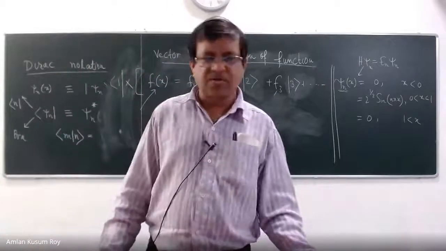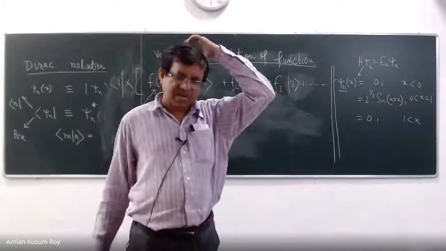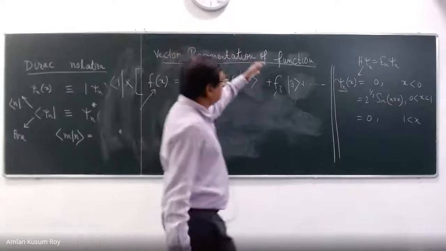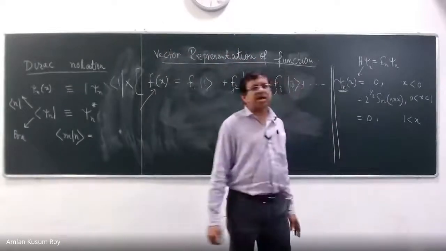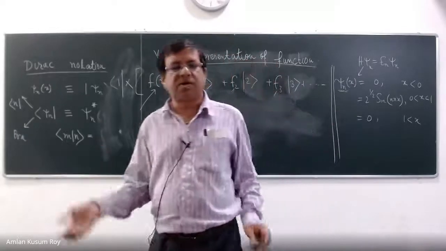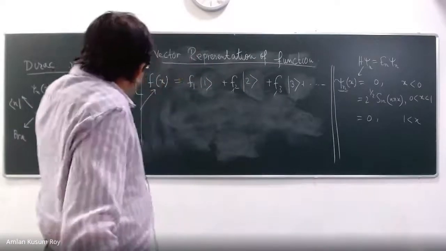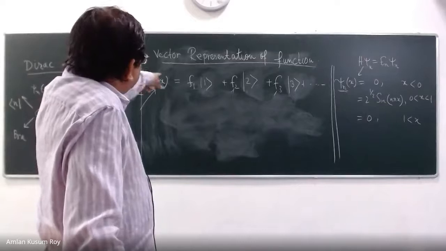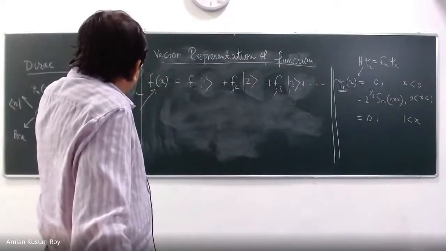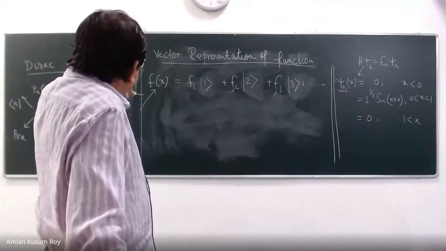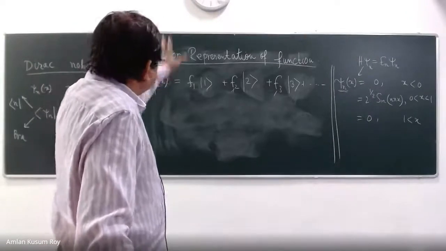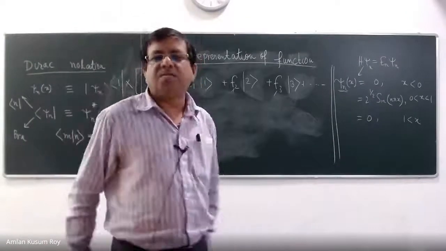I request you to answer this question. Let us have this question answered in the class. Who can answer this? Suppose I take both sides of this equation and multiply from the left by the bra vector 1 on the left and right side. What will be the outcome of this equation?